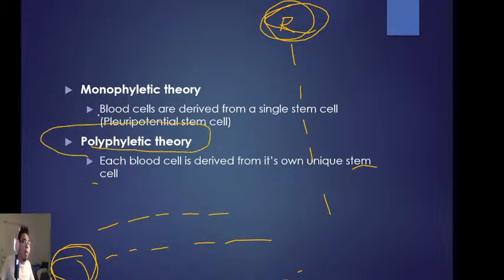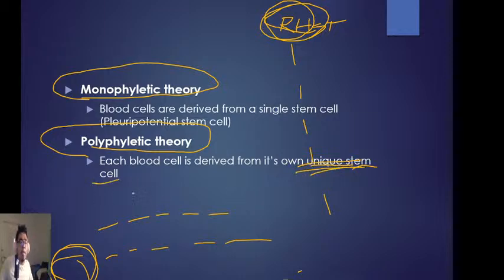Alright? So baka mamaya malito kayo. What's the difference between monophyletic? Straightforward. One type of cell, it's an RBC hematopoietic stem cell. That's it. Polyphyletic, this is one stem cell that can form different types of blood cells that is unique to hematopoietic. So each blood cell is derived from a unique stem cell line. It's supposed to be a unique stem cell line. Right? This one, a single stem cell.